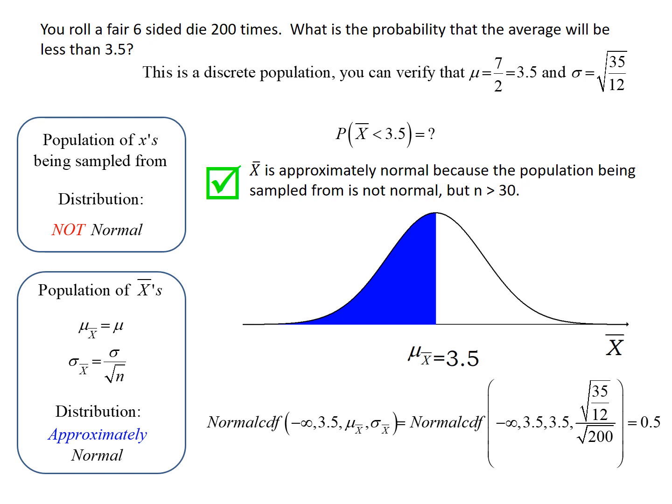You shouldn't be surprised when your calculator tells you that's 0.5, because this is a normal curve. 3.5 is the mean, and we want the probability that we are less than the mean. This graph is split exactly in half, and we want the probability that we're on the left half of it. So that's 0.5. Making sure we understand what this means: if we were to roll 200 times and get the average, there's a 50% chance that the average of those 200 rolls would be less than 3.5.